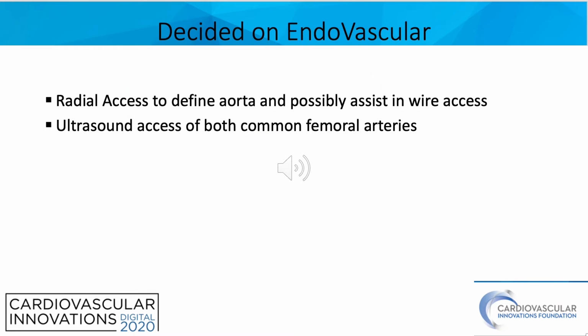So after in-depth discussions and shared decision making, an endovascular approach was decided upon. We decided we would use a radial artery access to redefine the aorta and possibly assist in wire access through the occlusions. We also felt that ultrasound access of both common femoral arteries would best be our way of actually gaining access to complete the procedure.